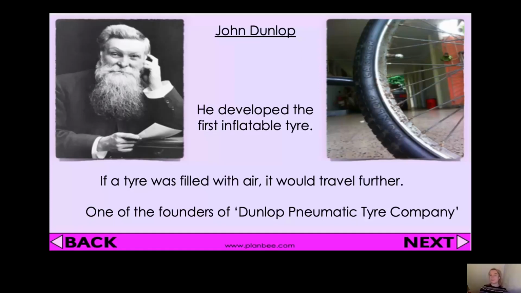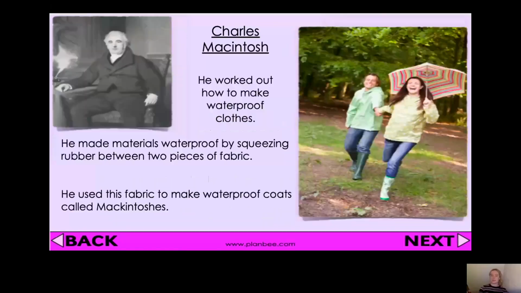Now, let's move on to our next inventor. So here we've got Charles Mackintosh. Now, you might recognise his last name. Well, he was born in 1766 and he is Scottish. And he was working as a clerk, which is someone who does paperwork, okay? But he didn't enjoy his job, but he really, really loved science.